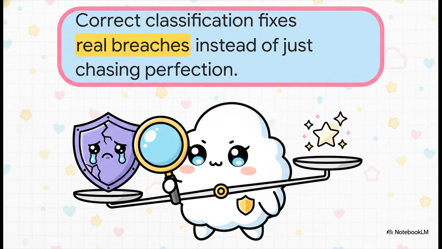Correct classification ensures that an organization's resources are spent fixing real breaches, not just endlessly chasing perfection. Think about it. If you categorize a minor inefficiency as a major nonconformity, you're forcing the organization to divert critical time and money away from real, actual threats. Getting this right in the simulation is exactly what ensures organizational resilience out there in the real world.